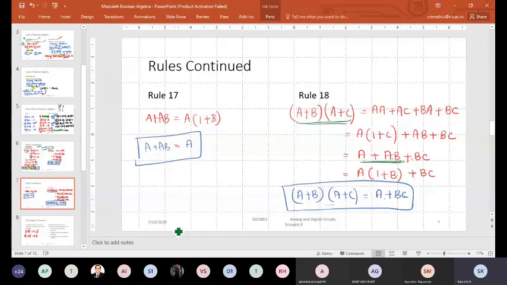A plus BC. We have a sum and product here. This is the product, this is the sum. This form is said to be sum of product. That we will see later, but I'm just telling you here. So if A is appearing twice, I can make it once, and then the combination of B into C.